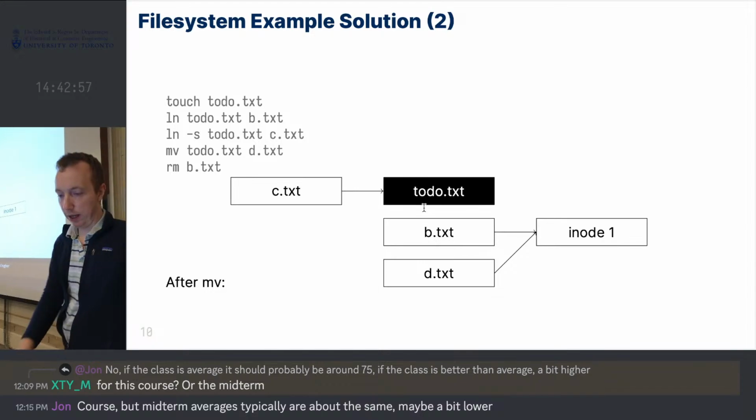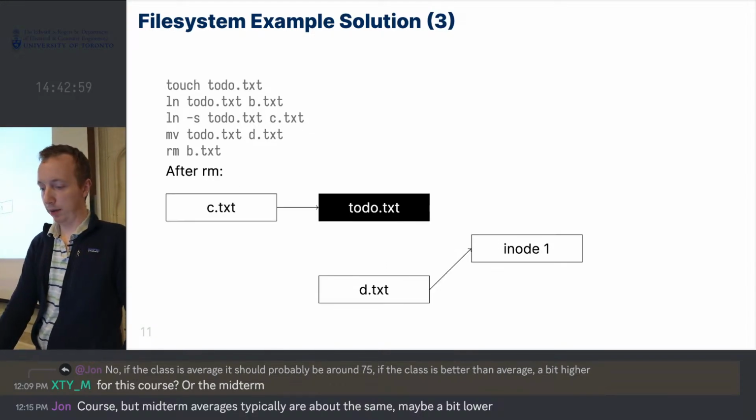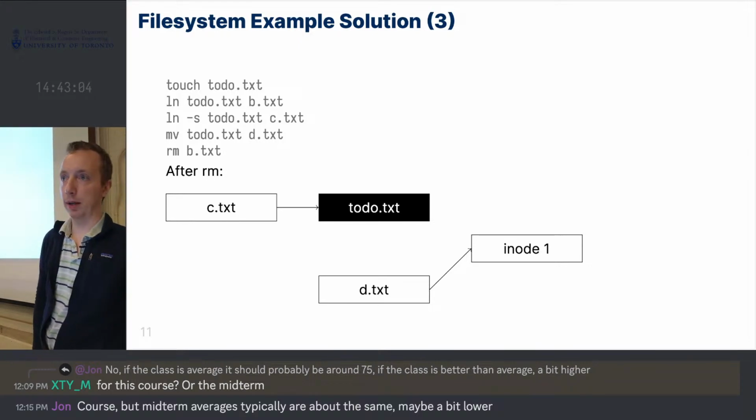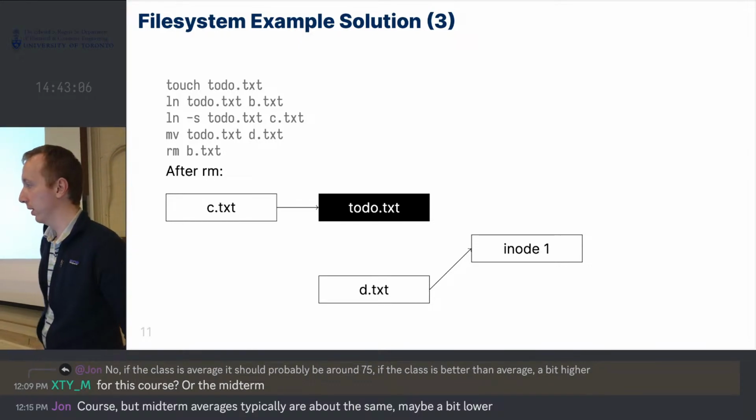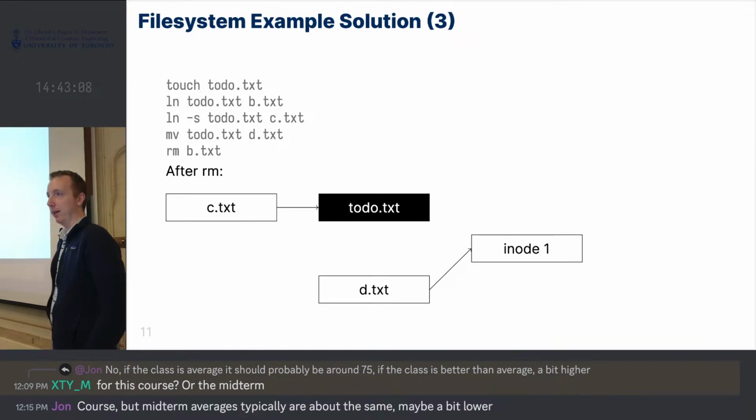So now if I do the remove b.txt, well, it's going to be the same thing. I just remove that name. That inode still exists. All my data still exists. I'm all good. So any questions about that whirlwind of ls?